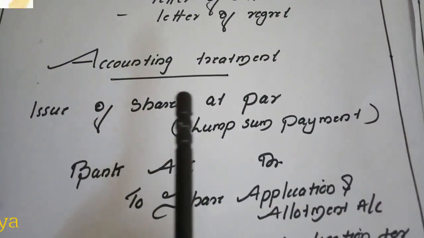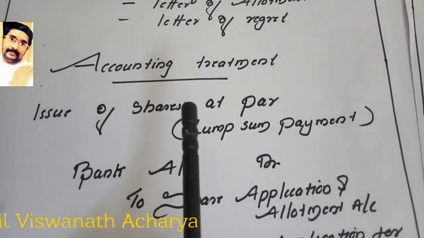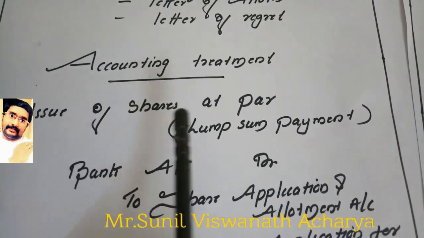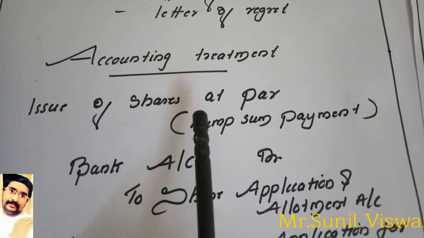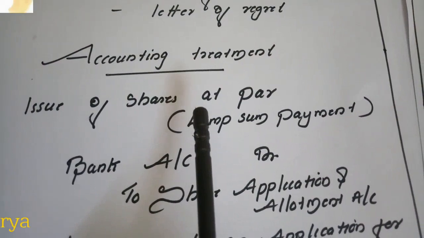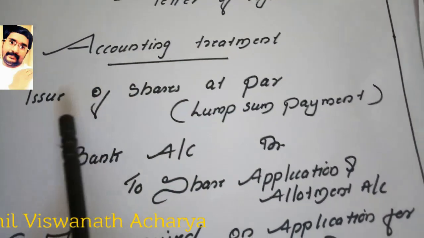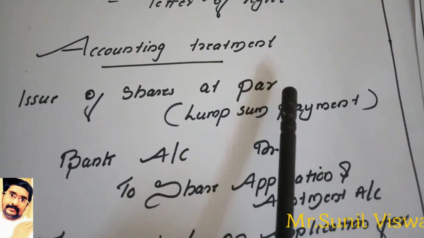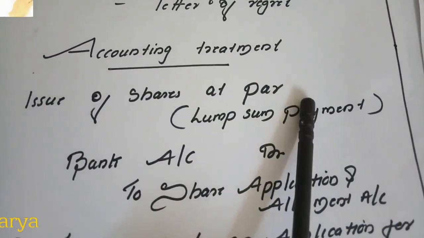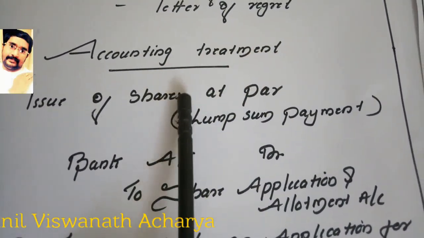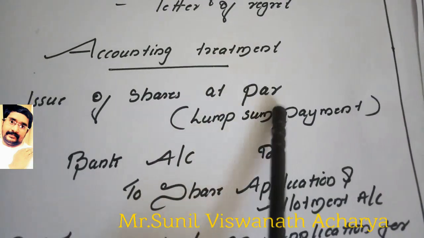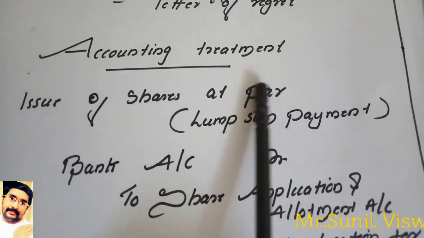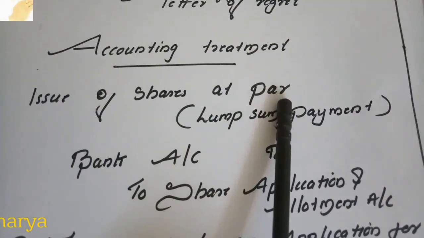We know that the total capital of the company is divided into a number of equal parts. One part is known as one share. So whenever a company issues shares at par, it means at face value. It can be 100, it can be 10. Suppose the company is issuing 1000 shares at the rate of rupees 10, then the par value or face value is 10 rupees.